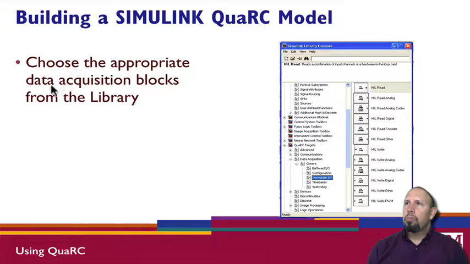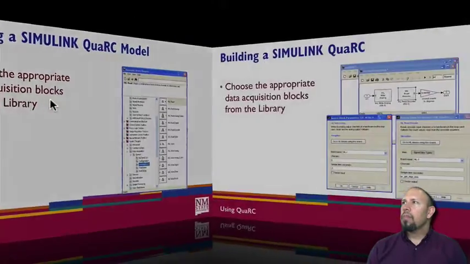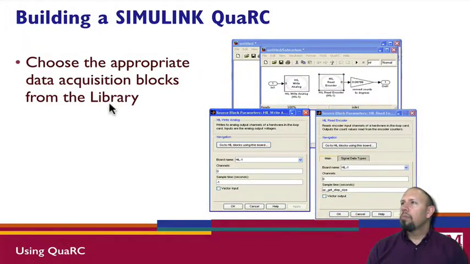You'll need to choose the appropriate data acquisition blocks from the library. So generally we're going to go to immediate I/O, and then there are some of the blocks we can use like HIL read and so forth, HIL write. So those are some of the blocks that we will use. Then here I've chosen HIL write analog, HIL read encoder.